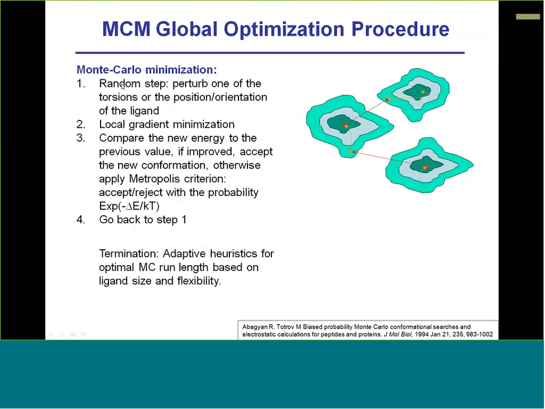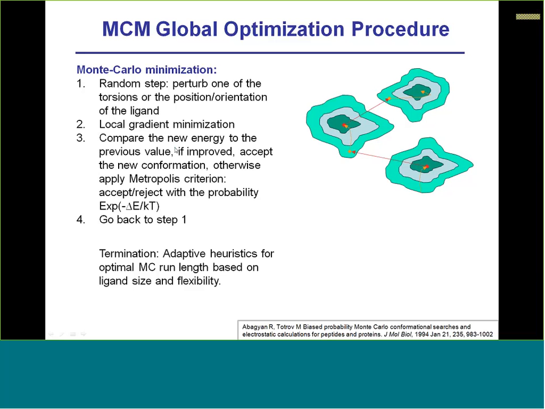So this method is described by Ruben Aragon and Max Tostroff in JMB in 1994. I can provide that for you. But basically, the Monte Carlo minimization involves random steps. It's a stochastic method, so you're randomly sampling torsions of the ligand or positions and orientations of the ligand. So you randomly sample, and it's followed by a local gradient minimization step.